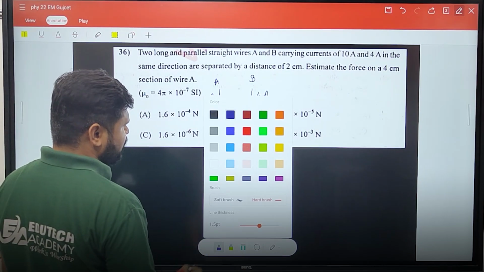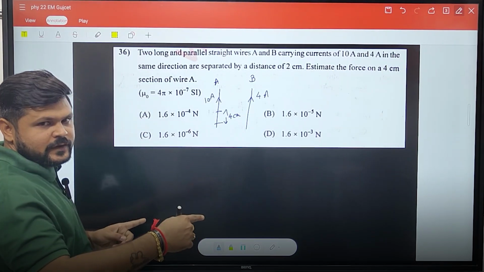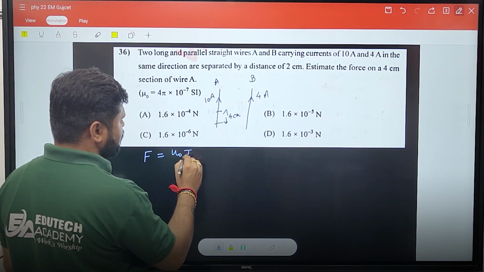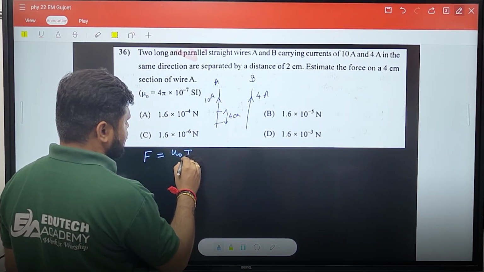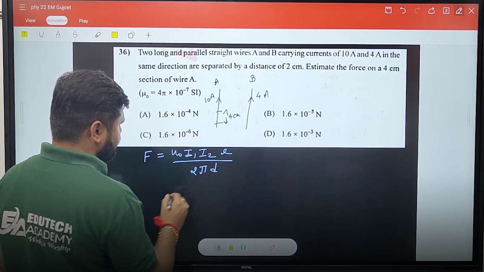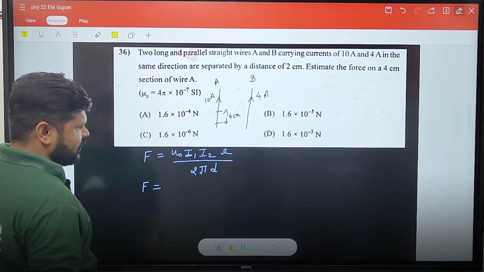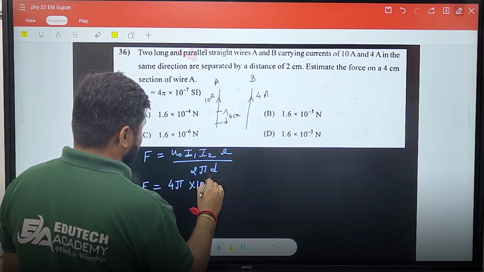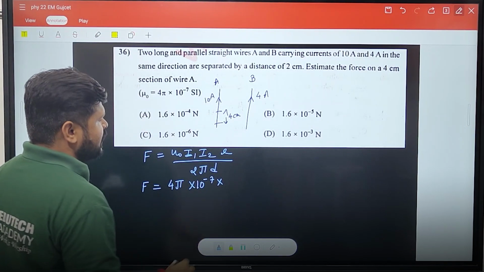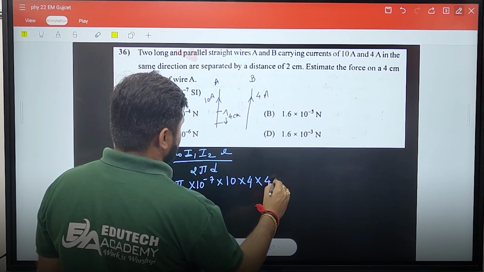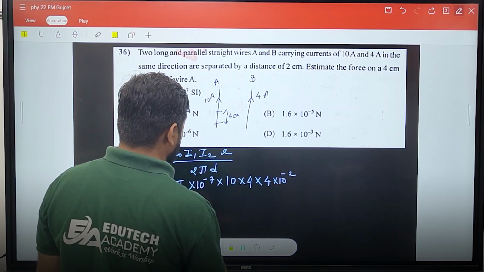Okay, so just use the formula of the force acting between two parallel current carrying wires, that is μ0 I1 I2 L upon 2πd. Place all the values again: μ0 is 4π into 10 raised to minus 7, I1 is 10, I2 is 4, length is 4 centimeters, so 4 into 10 raised to minus 2.